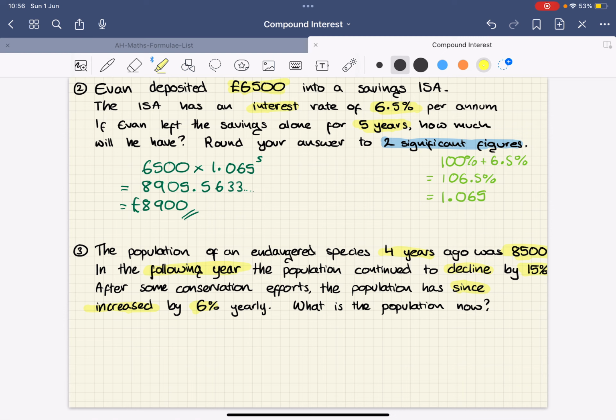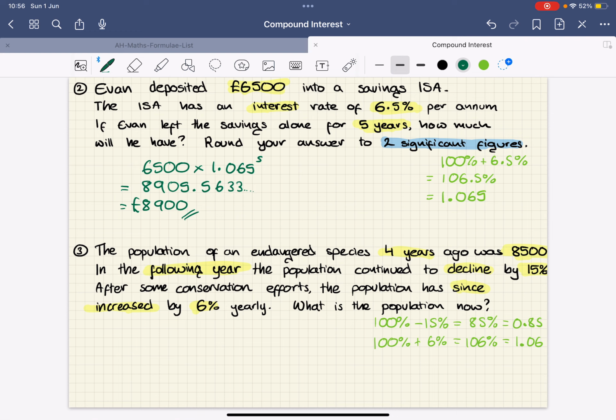So we've got 2 different percentages happening this time. But the best part about percentage multipliers is that we can sort of combine the 2 together in one calculation. So to start off with, our decline. So we've got that 100%, take away our 15%. So it's 85%, which is the exact same as 0.85. And then we have our increase of that 100% plus that 6%. So it's 106%, which is the exact same as 1.06.